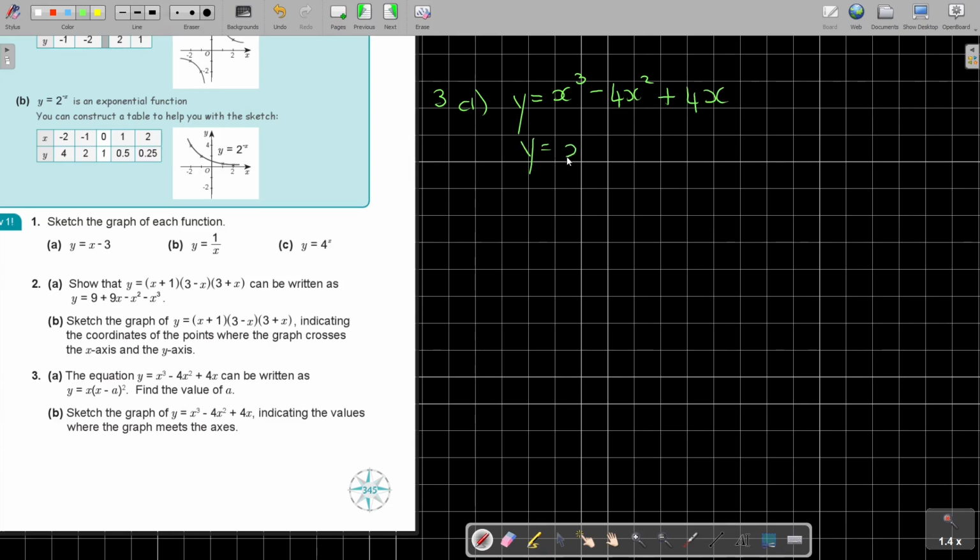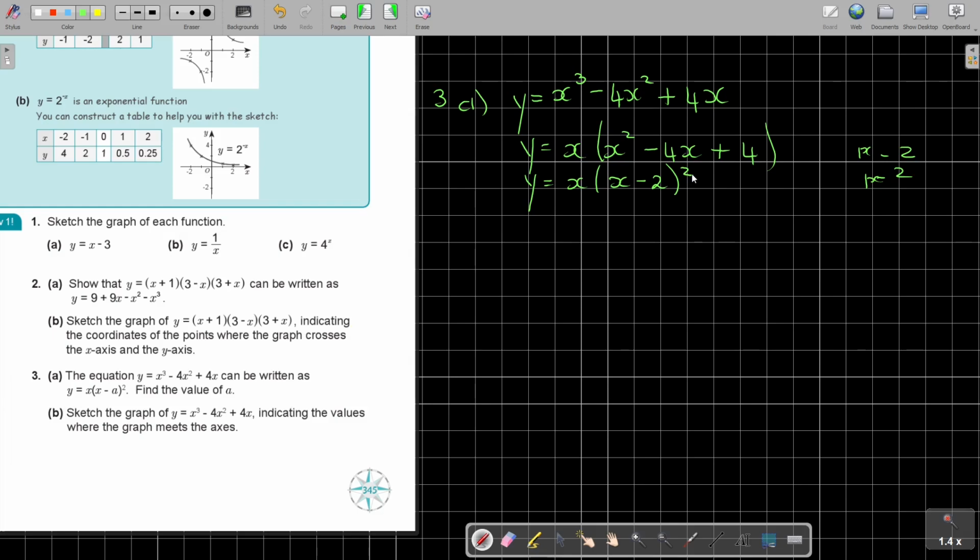I can take x out. So it's going to be x squared minus 4x plus 4. And now it's a trinomial, and I can see if it can factorize. Okay, this is group B. So I like 2 and 2 and 1 and 1. So 2 plus 2, that will be 4. The signs will be the same, negative, negative, and x, x. So y is equal to x, and then it's x minus 2, and then it's squared.